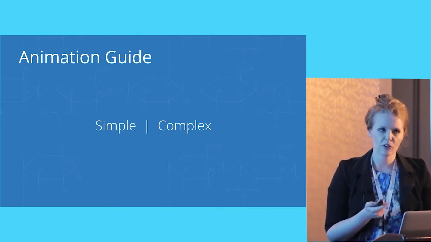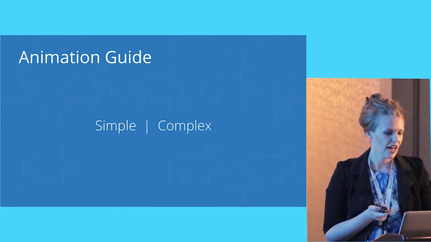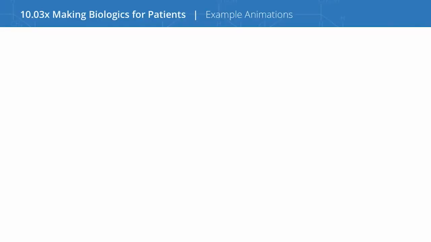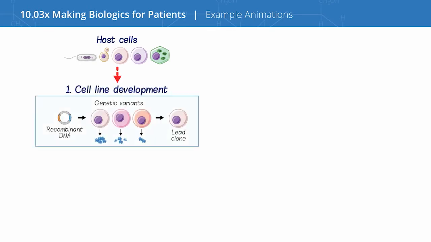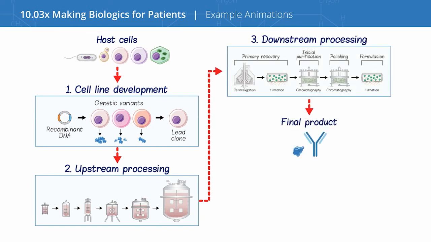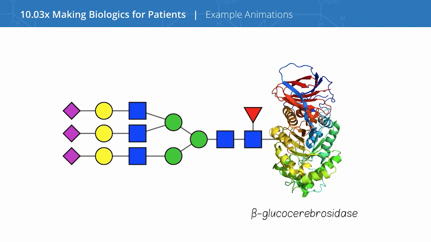But to just show the principle of what qualified as a simple animation, I've recreated an animation from 1003X here in PowerPoint. So this animation is showing the main steps in biopharmaceutical manufacturing. So starting with choosing a host cell and cell line development, upstream processing, downstream processing, the final product, which could be insulin or monoclonal antibody, and then fill and finish. And this animation, again, just created with simple fades and simple wipe transitions.